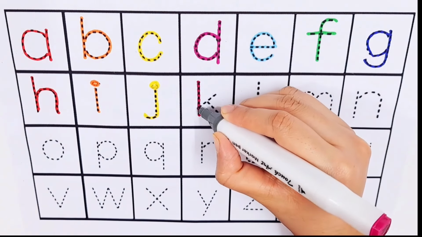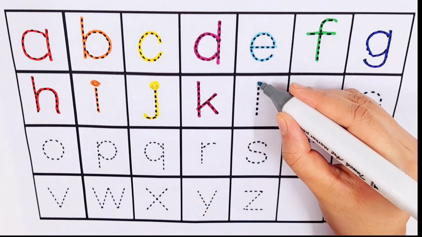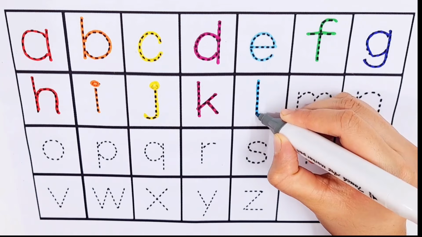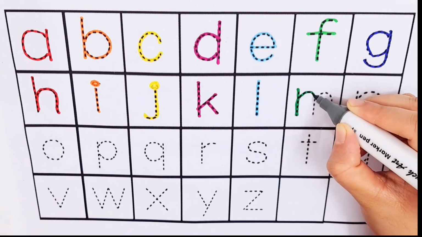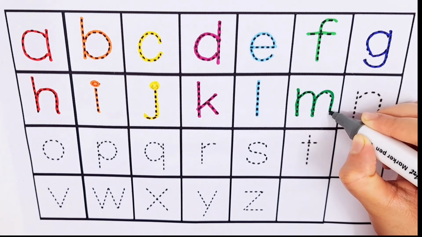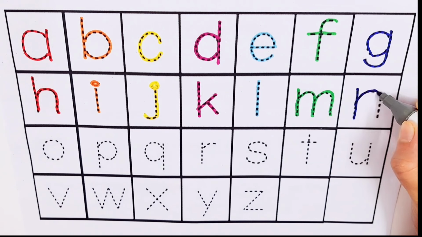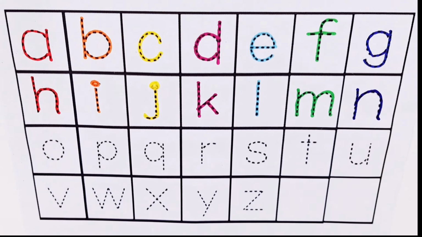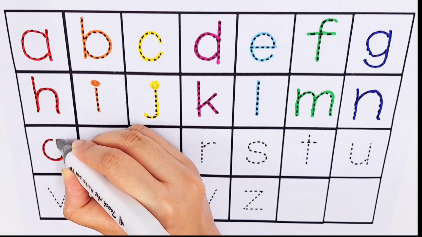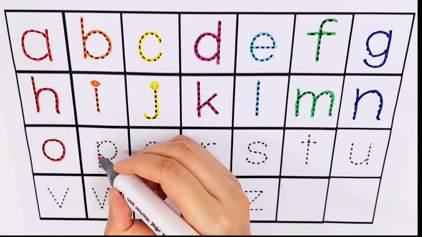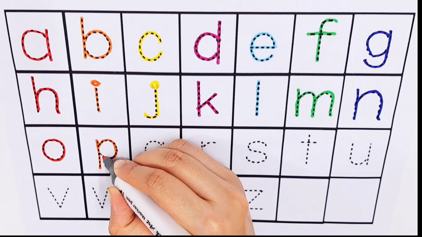K. K is for king. L. L is for lemon. M. M is for monkey. N. N is for nose. O. O is for orange. P. P is for pen.